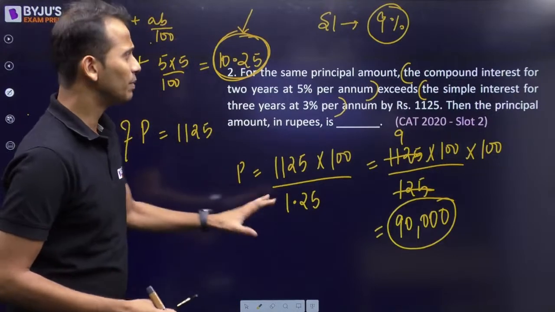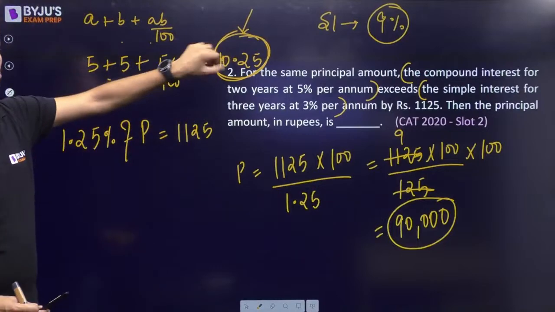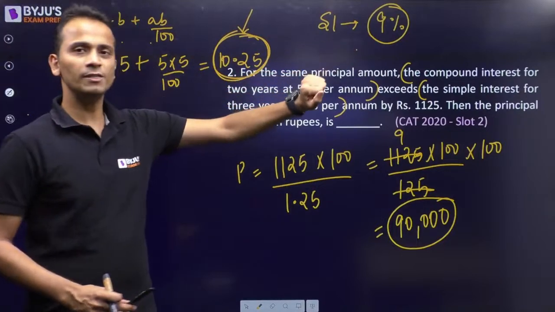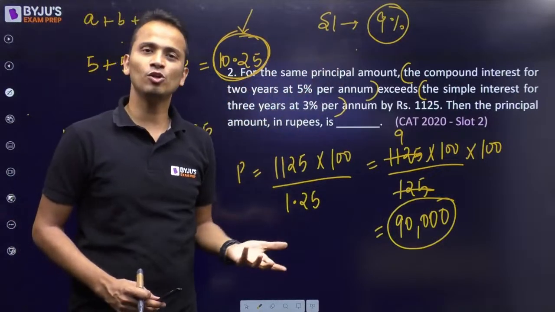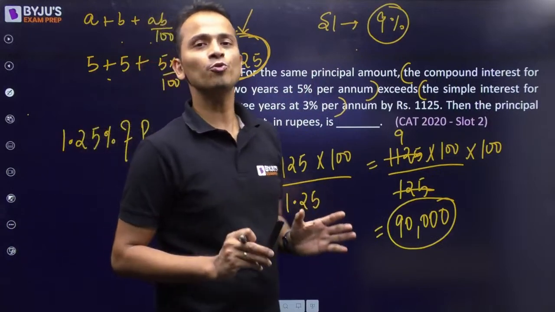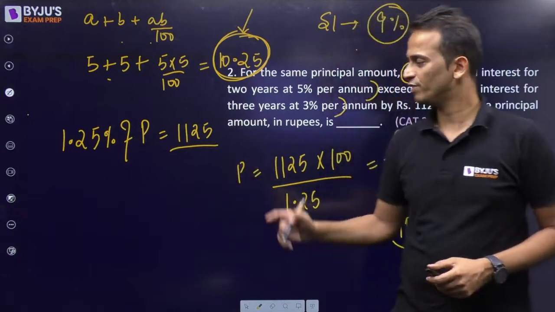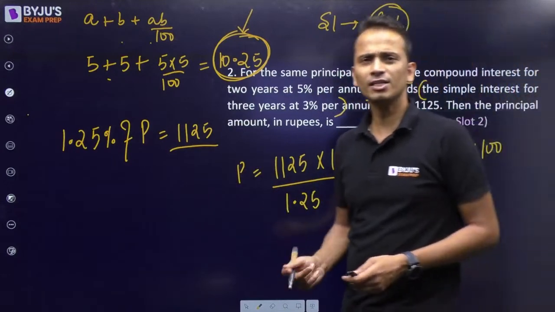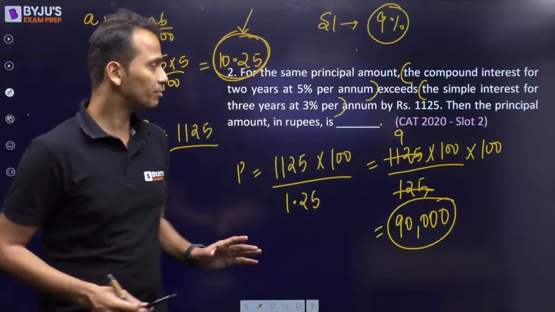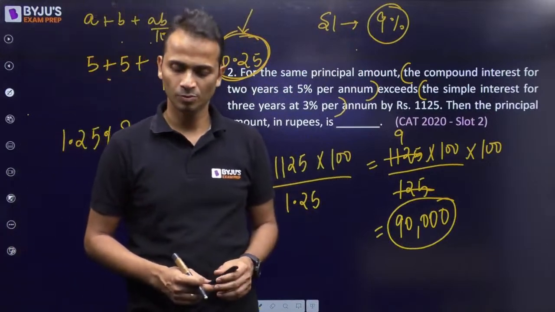All right. Simple calculation. This can be done orally. The difference between them can be written orally. So effectively 1.25% of principal is given as 1125. Rest is a very basic kind of calculation. The final answer, the principal is 90,000. All right.